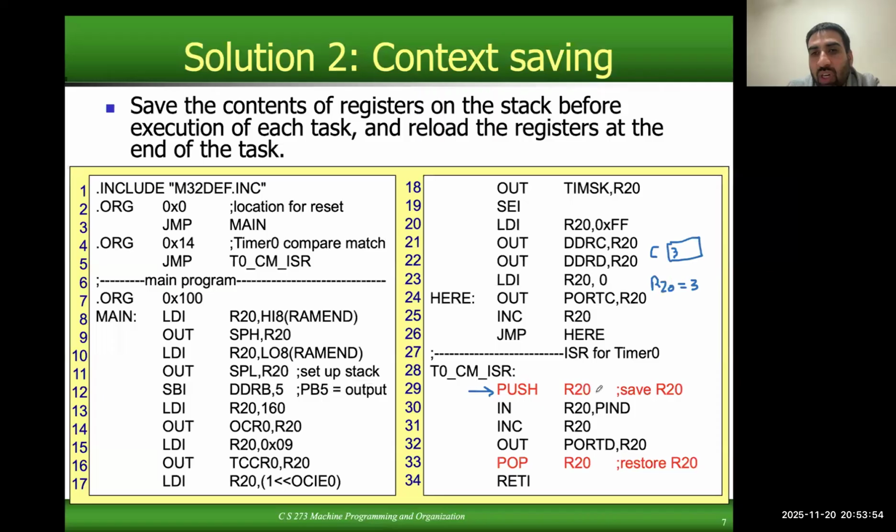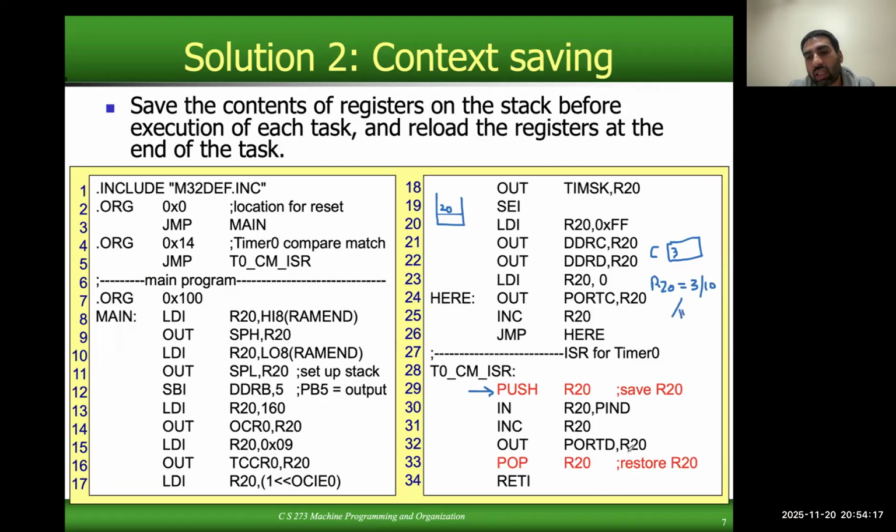So what will happen is that R20 will be pushed on the stack. If it is pushed on the stack, let's say on the top of the stack now I have 20, right? And then you are saying, okay, read the value from pin D into R20. Let's say the value of pin D is, if we follow the same previous example, 10, right? And then you are saying increment R20, so it will become 11.